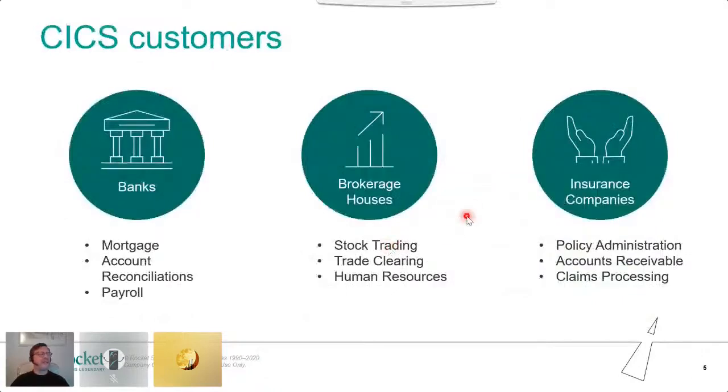So this is just kind of a list of the customers that use CICS today. It's still plenty of banks to do mortgages and account reconciliations, payroll. They'll verify whether or not you have a credit, all kinds of stuff. Brokerage houses still use it for stock trading or clearing, some human resources functions like payroll, and then insurance companies as well will use it for policy administration, or it'll be the database of record, for example, for all claims processing. So still plenty of large customers use CICS.